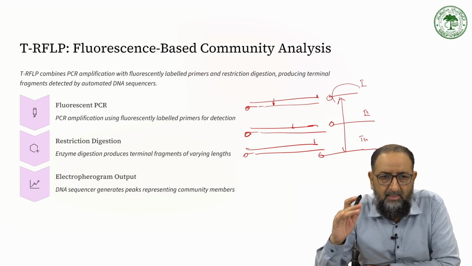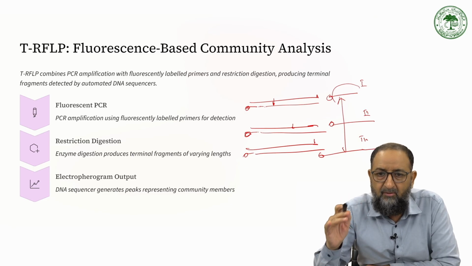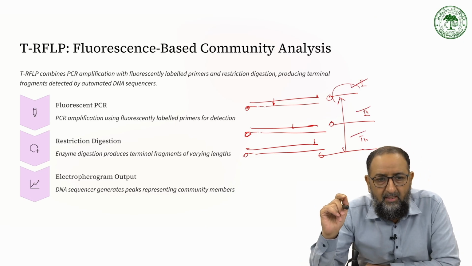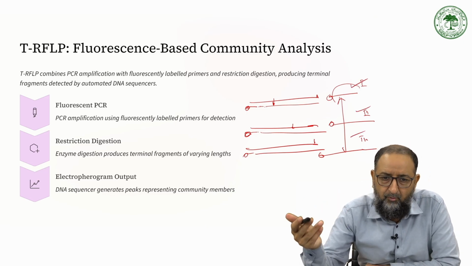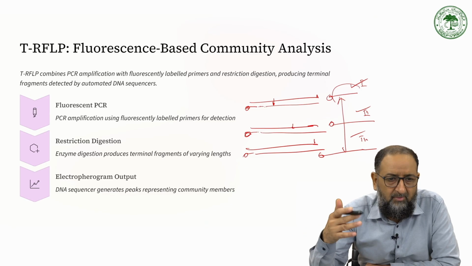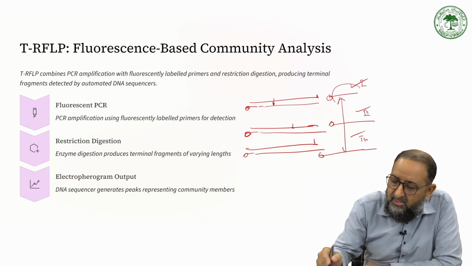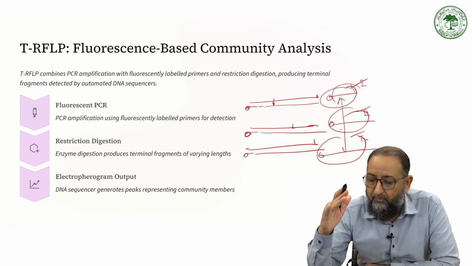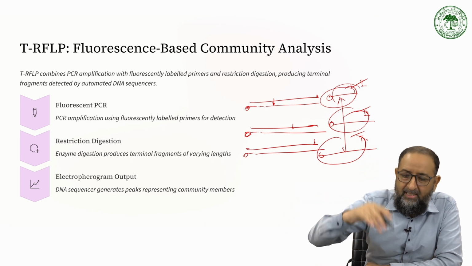Enzyme digestions produce terminal fragments of varying length. See, one is one length, second length, third length. Then you run electrophoresis and you find the difference. DNA sequencing generates, you can also get sequences 1, 2, 3. Another technique: when you sequence this fragment, you find the different peaks.